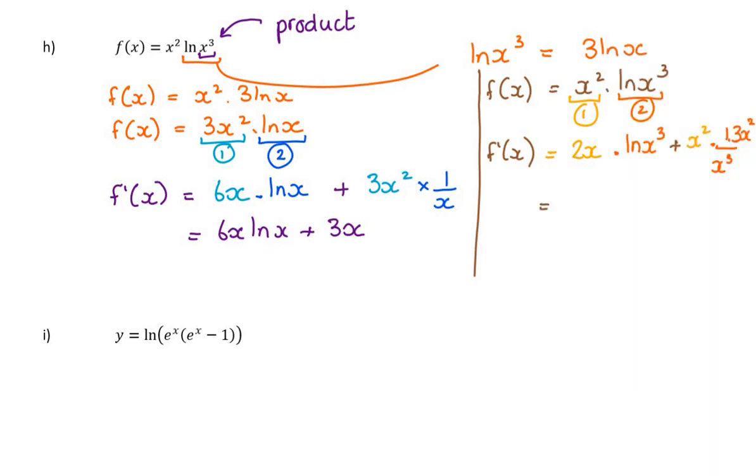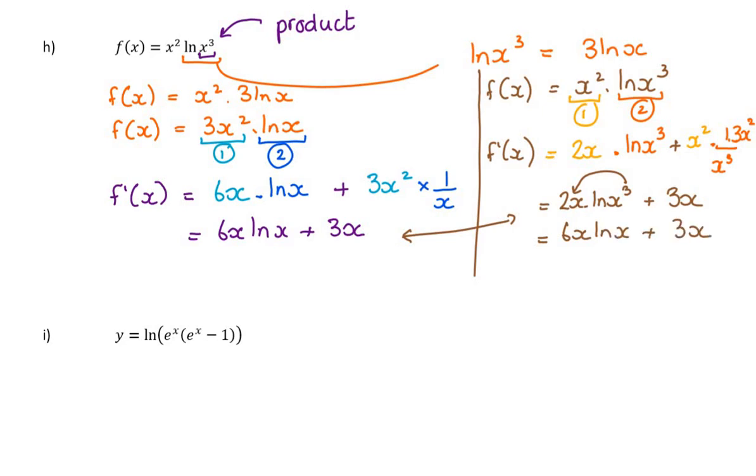Let's neaten it up. So I get 2x times ln x cubed plus, now I've got x squared times 3 times x squared, so that'll be 3x to the power of 4, but over x cubed, so plus 3x. Now, those don't look alike. The only reason they don't look alike is that this one has now brought down the 3 using the log law, and I actually get the same answer.